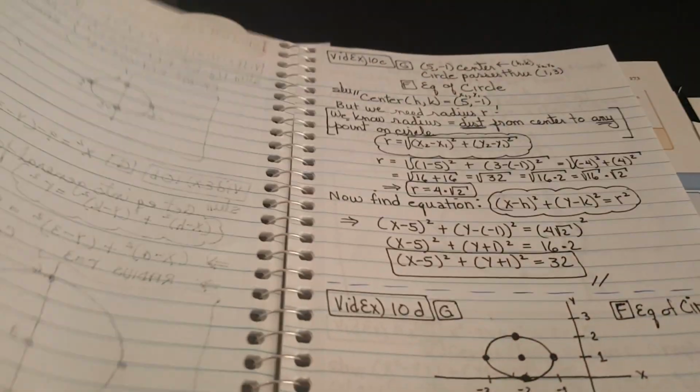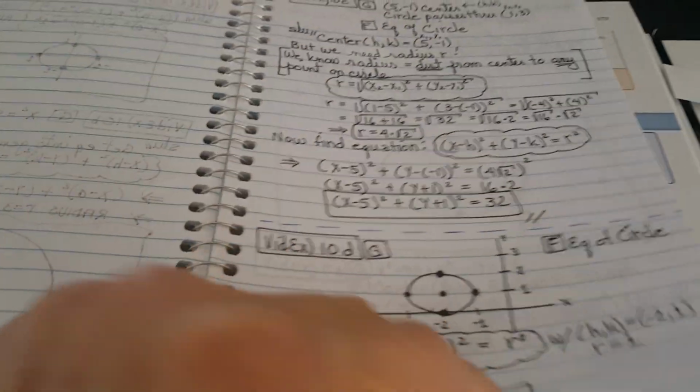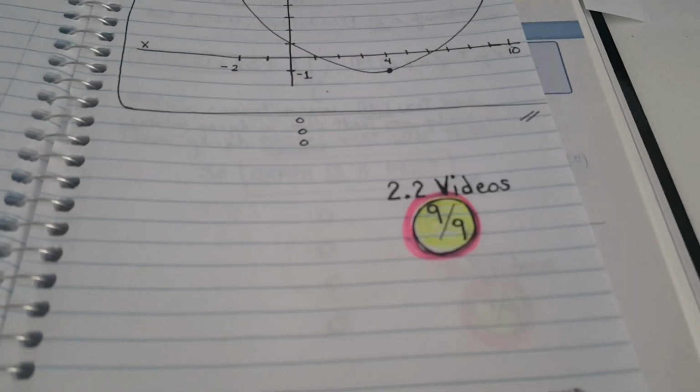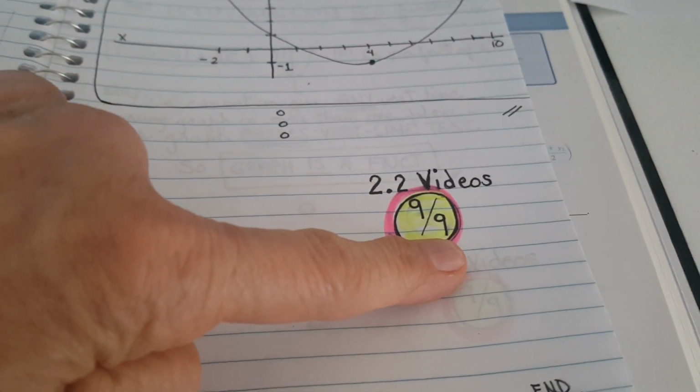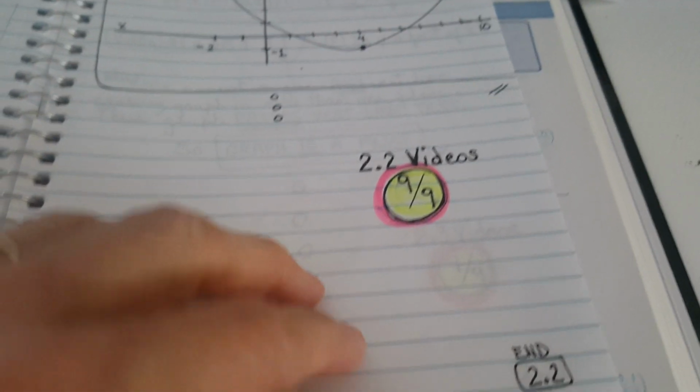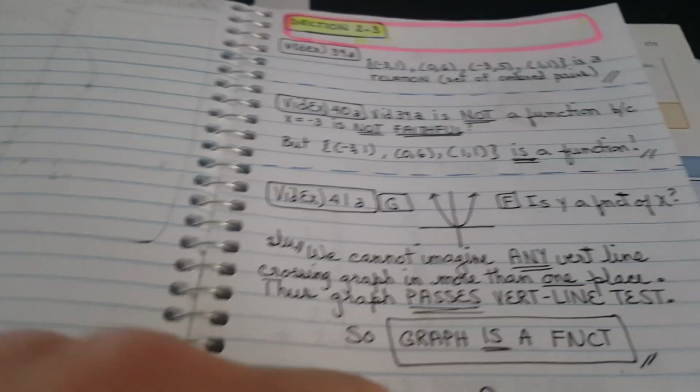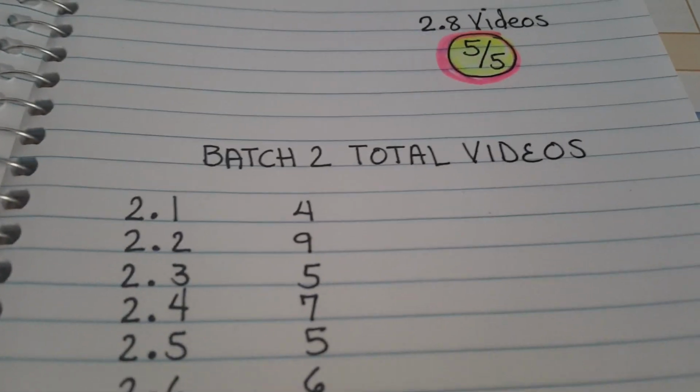When you get to the end of section 2.2, again, you're going to total everything up for that section. 2.2 videos. There were 9 videos, and I did all 9 of them. The top number is how many I did. The bottom number is how many videos there were. And that's the end of section 2.2. Then you go on to 2.3. Now you continue this way all the way to the end, at which time you're going to do a total of all the videos in batch 2.